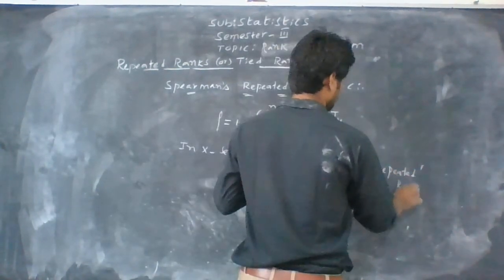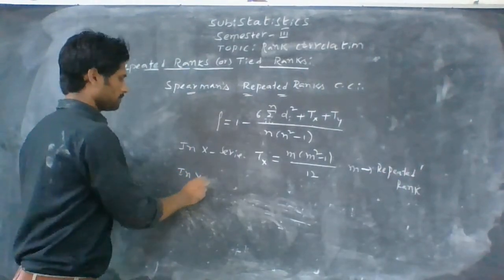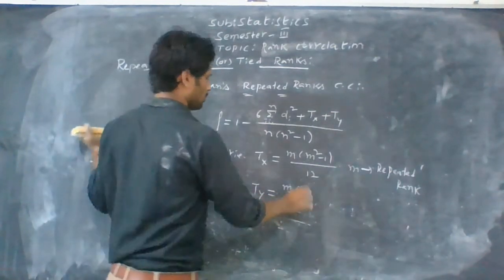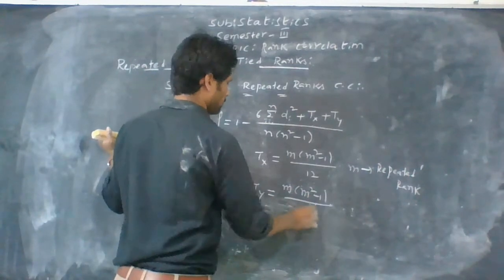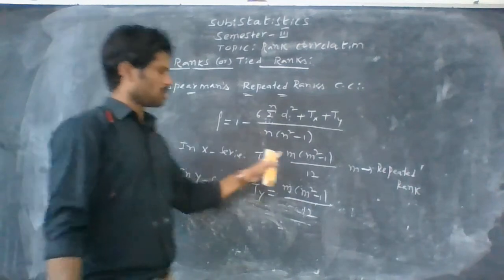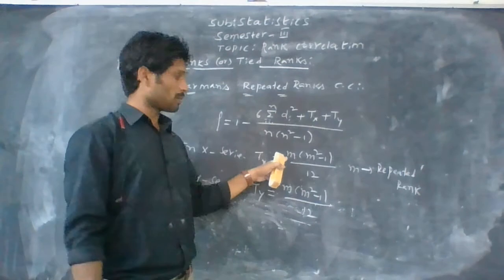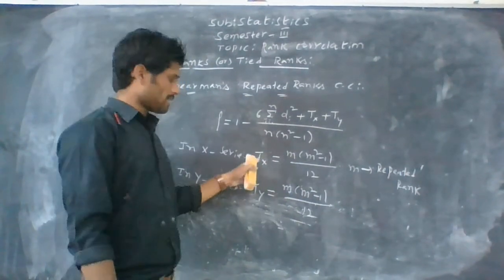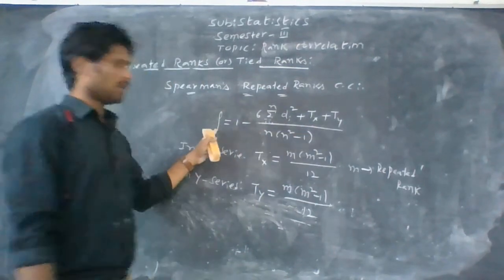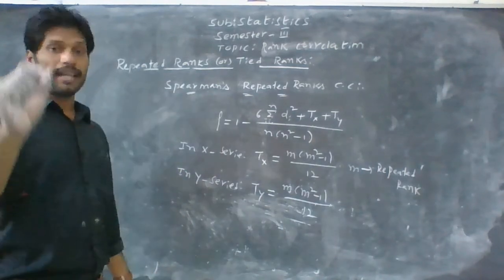In the Y series, ty is equal to m into m square minus 1 by 12, where m is also the number of times a rank is repeated. If repeated 2 times, substitute m equals 2; 3 times, m equals 3; 4 times, m equals 4. We get the tx and ty values, and substituting in this formula, we get the value of rho. So this is the formula for repeated ranks or tied ranks.